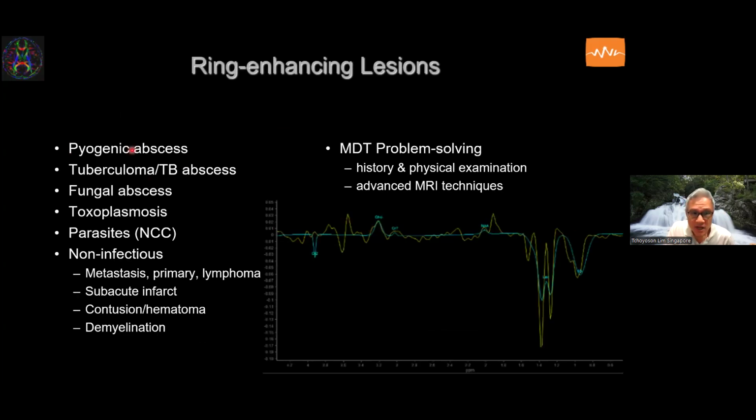Pyogenic abscesses are not the only cause of a ring-enhancing or nodular-enhancing lesion. Tuberculomas and TB abscesses, fungus, and toxoplasmosis in HIV/AIDS can also give a ring-enhancing lesion, as well as parasites, classically neurocysticercosis, as I will show you later. Other non-infectious ring-enhancing lesions include metastasis, primary tumor such as glioblastoma and lymphoma, and of course, subacute infarct and subacute contusion and demyelination.